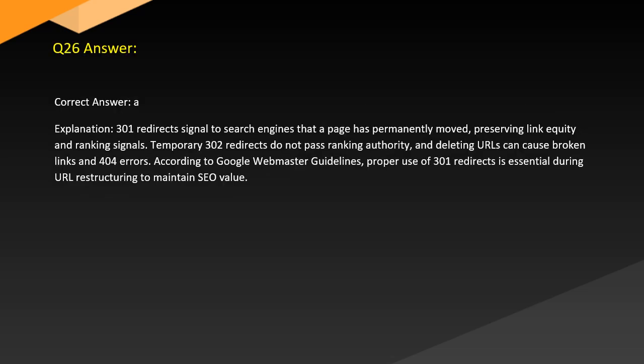Answer. Correct answer. Explanation. 301 redirects signal to search engines that a page has permanently moved, preserving link equity and ranking signals. Temporary 302 redirects do not pass ranking authority, and deleting URLs can cause broken links and 404 errors. According to Google Webmaster Guidelines, proper use of 301 redirects is essential during URL restructuring to maintain rankings.